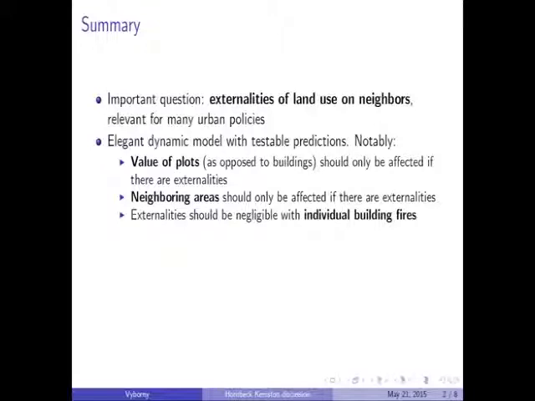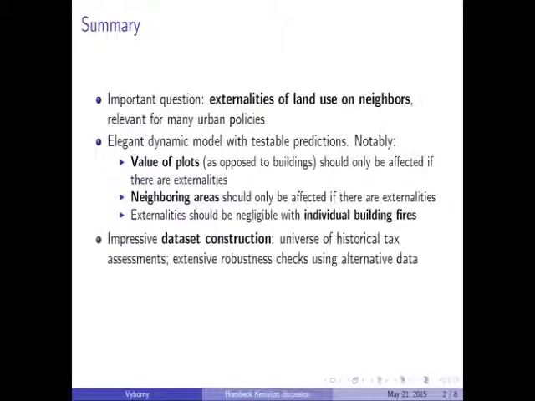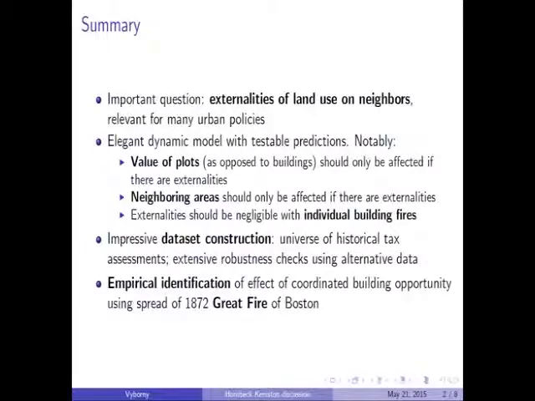They've got a really nice and elegant model that captures all the key features of this environment, with some really nice testable predictions that clearly delineate the ways we can see whether there's an externality or not. And the data set construction is incredibly impressive, as Rick showed. So they use the Great Fire of Boston in 1872 to empirically identify the effect of this coordinated building destruction, and use that to, I think, very compellingly find evidence for these kinds of externalities.